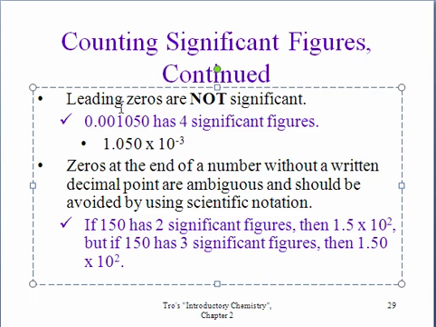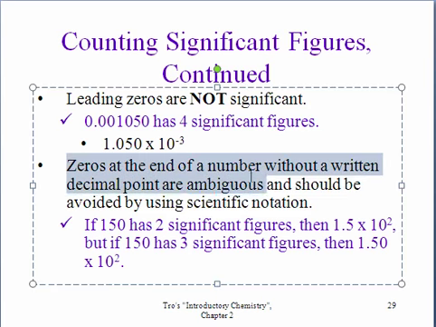A way to avoid the problem of leading zeros is to express the number in scientific notation. 1.050 times 10 to the minus 3. We have 4 sig figs here, 4 sig figs here, ends all confusion.